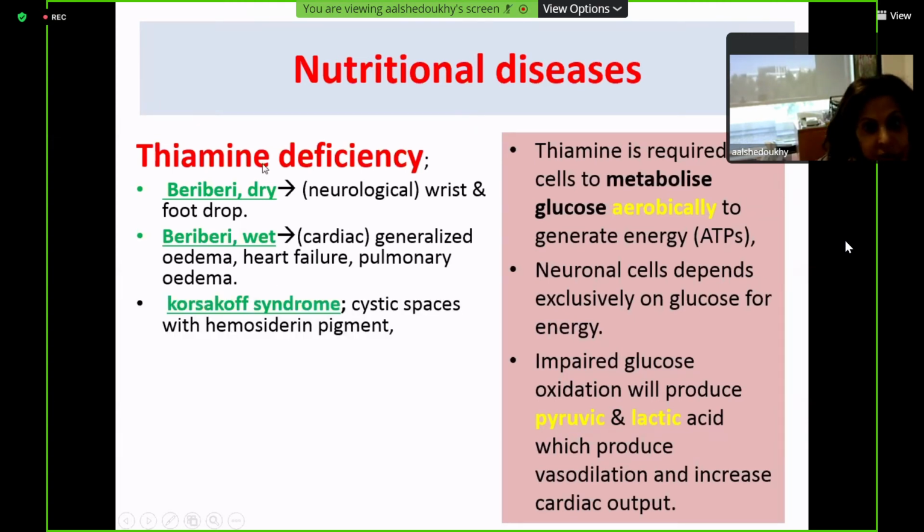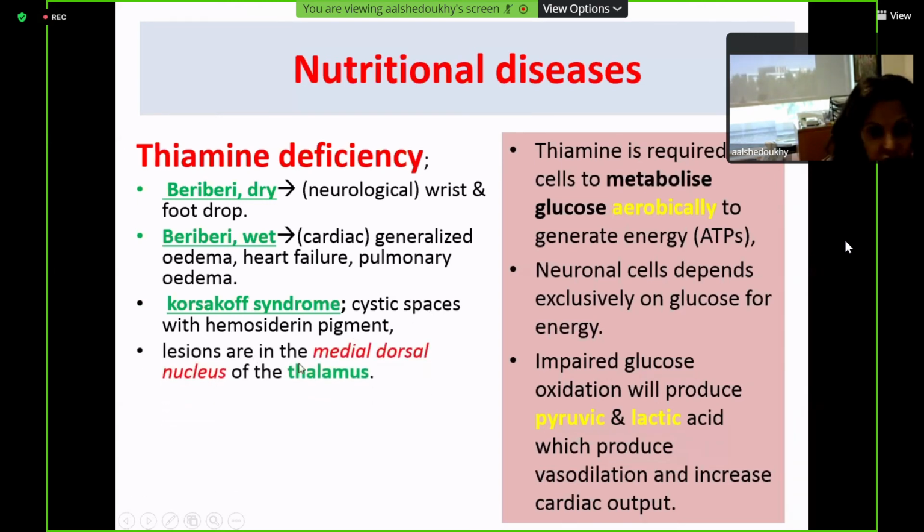Then also thiamine deficiency will lead to something called Korsakoff syndrome. Korsakoff syndrome will lead to cystic spaces with hemosiderin pigment in the brain. These lesions are in the medial dorsal nucleus of the thalamus. So this is also a dangerous presentation.